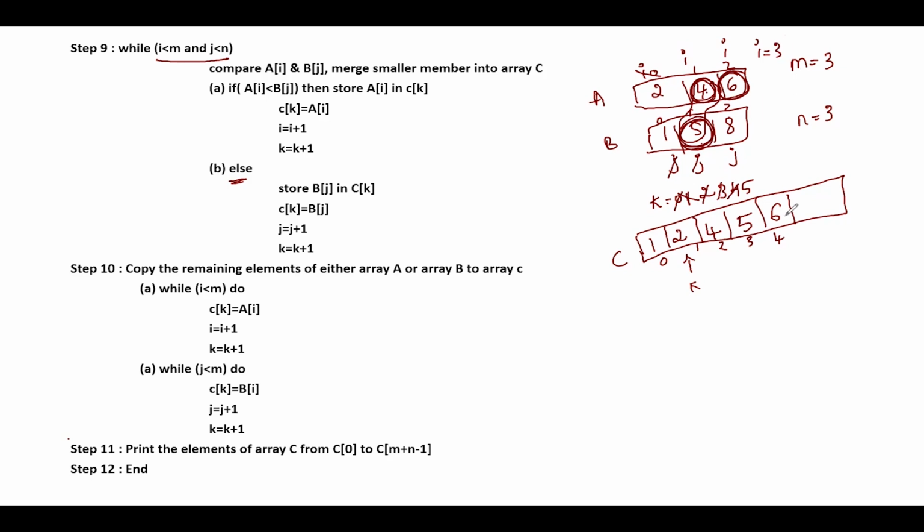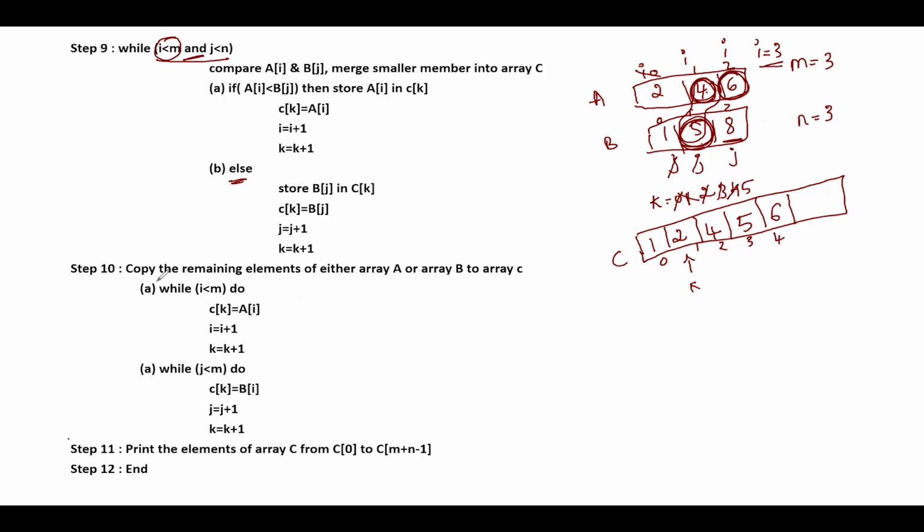All right. Now, when I'm coming back and comparing, here it is an AND condition, which means both of them should be less than I and M, but this is failing here. I is becoming equal to M. Hence, we will get out of the loop. But remember, we still have 8 remaining here. So how do we take care of that?